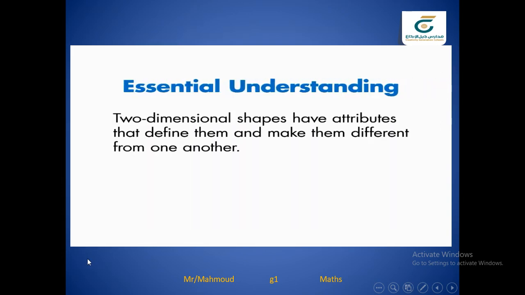The essential understanding for this lesson is two-dimensional shapes have attributes that define them and make them different from one another. Previously, students identified two-dimensional shapes by name. In this lesson, students use attributes such as the number of sides and the number of vertices to define two-dimensional shapes.